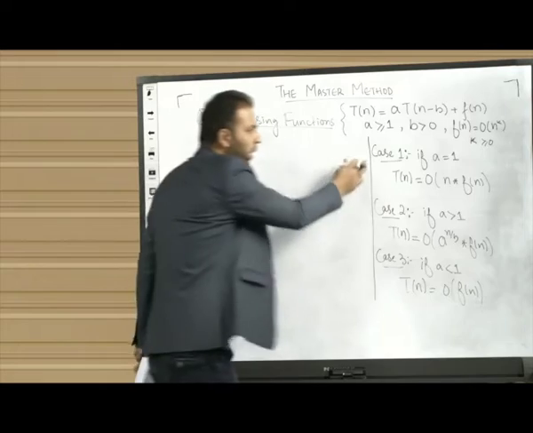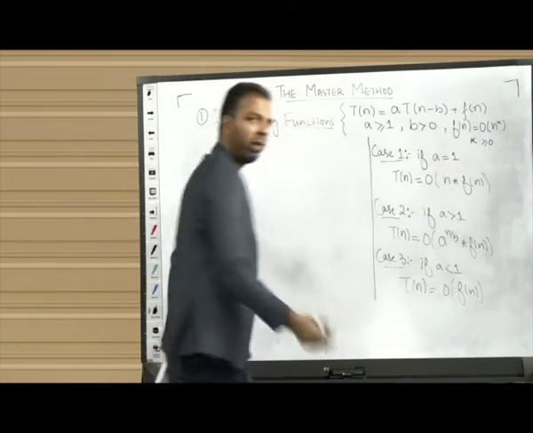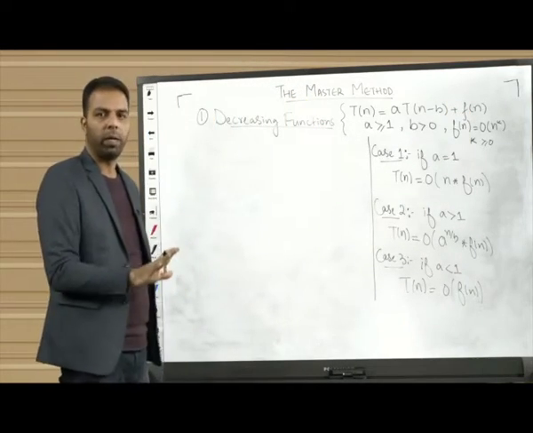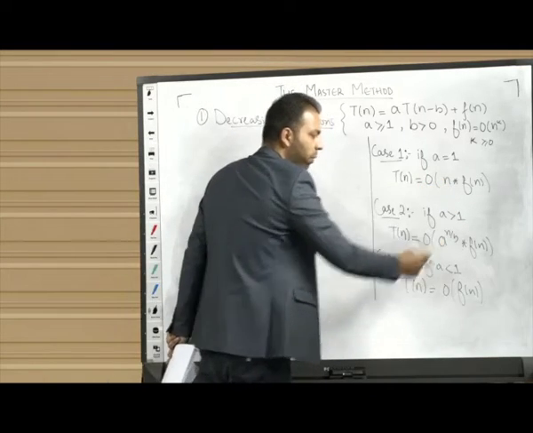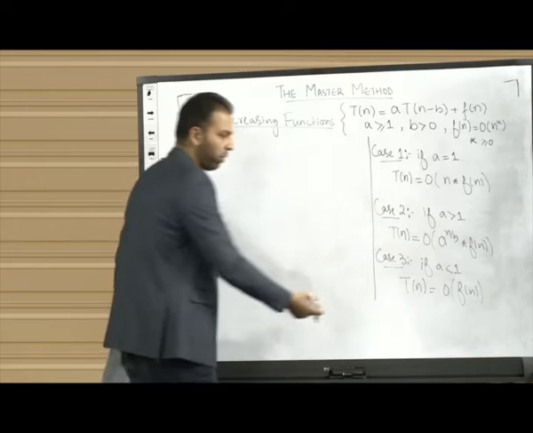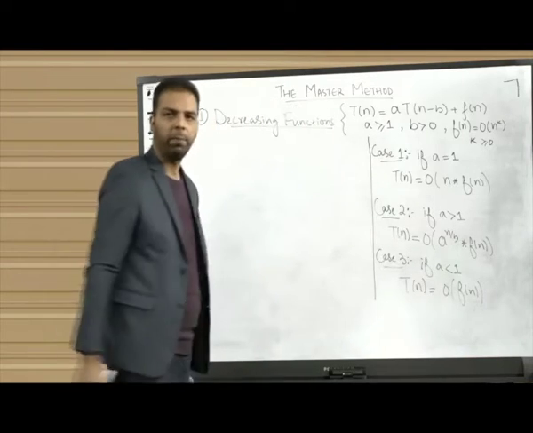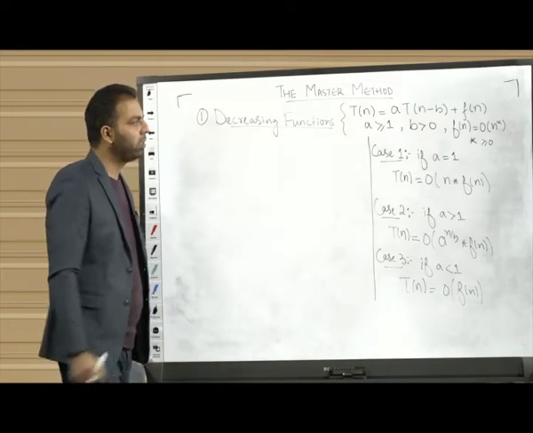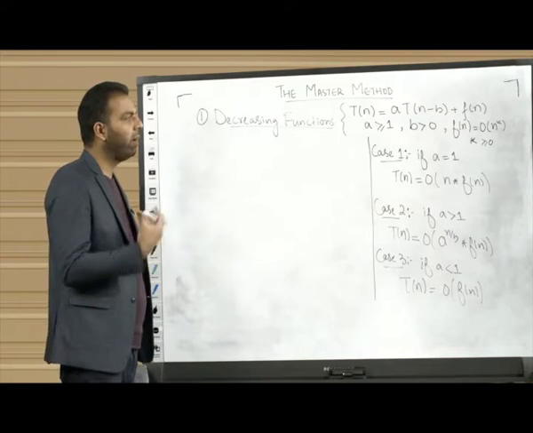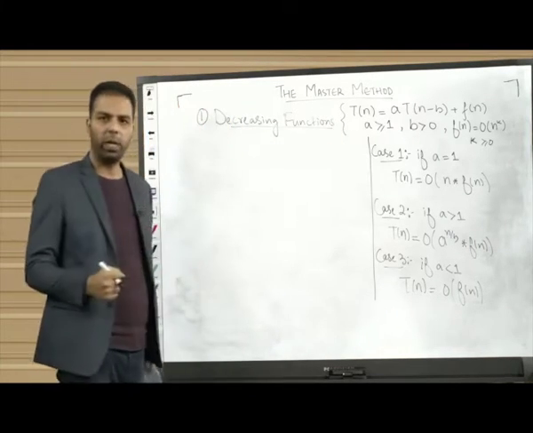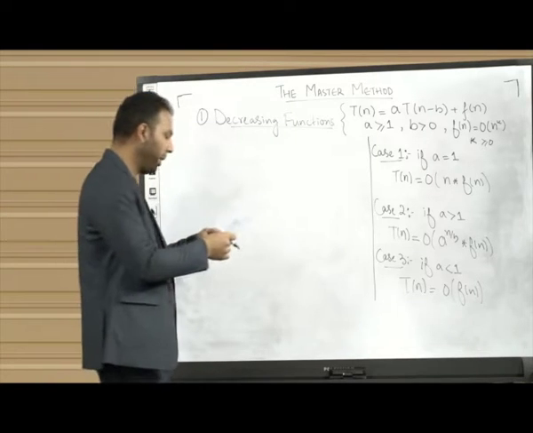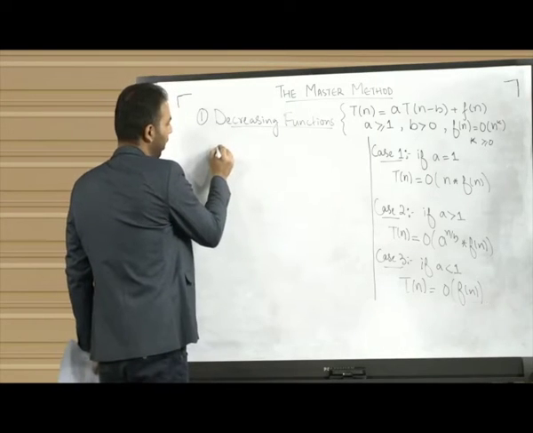So you can see in all three cases this f(n) is important. Whatever f(n) will be there, it will be. What differs is the coefficient. Here coefficient will be n, here coefficient will be A raised to the power n by b, and here coefficient will be 1. So we'll take some examples, and that will explain what these cases actually mean.